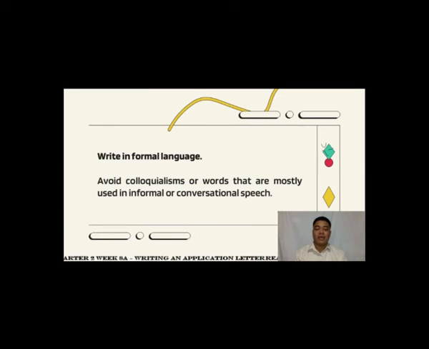Write in formal language. Avoid colloquialism or words that are mostly used in informal or conversational speech. You have to make sure that you are writing formally.